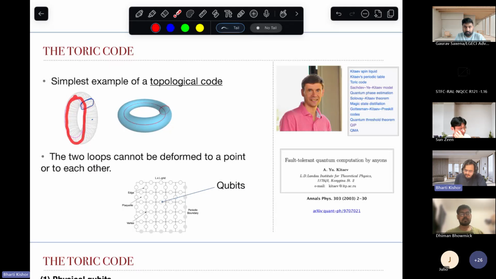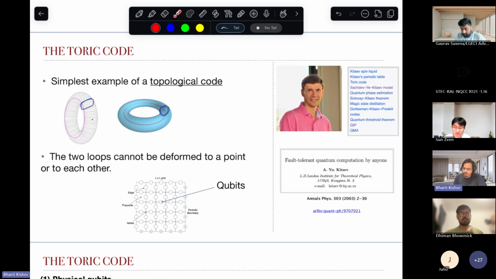So in the torus, you see that there are two kinds of loop. There's one loop like this, and there's another loop like this. And these two loops cannot be deformed to a point or to each other. So these loops are called non-trivial loops. On the other hand, you could have some loop on the surface that you can deform. So these are called trivial loops. They are trivial in nature.